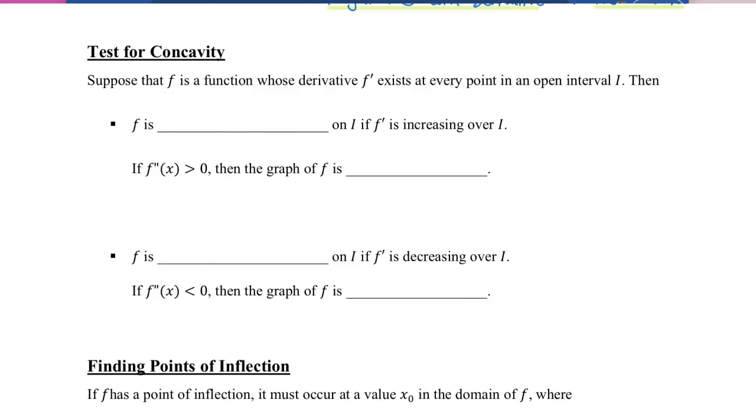Now we're going to talk about something called concavity, okay? So we say F is concave up if F prime is increasing over I. How do we know if F prime, the first derivative, is increasing? Well, we look at the sign of the second derivative.